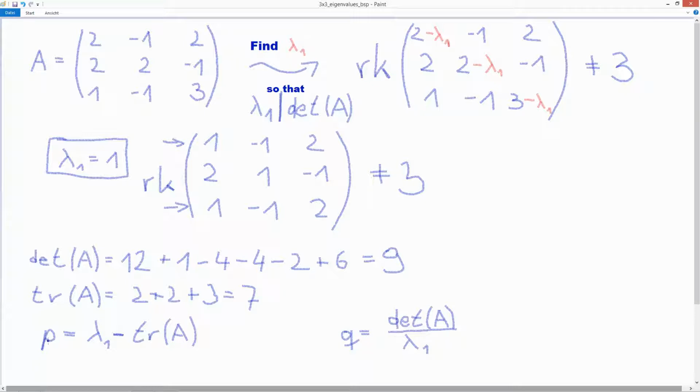Okay, now we have to calculate these two numbers, P and Q. We already know what lambda 1 is, because this is our guessed eigenvalue. And we also know what the trace of A is and the determinant of A, because we have calculated them here. So let's calculate P and Q. Here we have lambda 1, which is 1. And here we have the trace of A, which is 7. And 1 minus 7 is minus 6. And here we have the determinant of A, which is 9. And lambda 1 here is just 1.